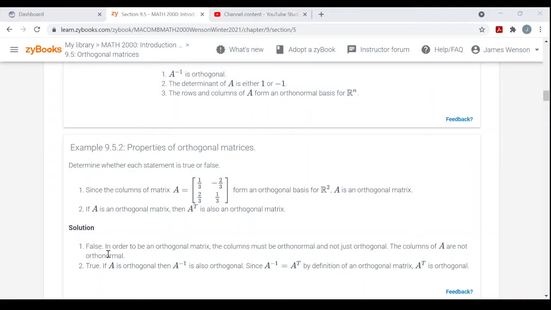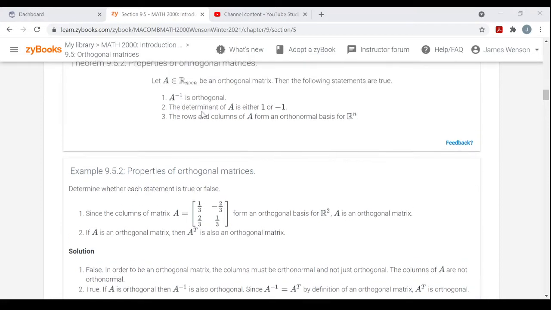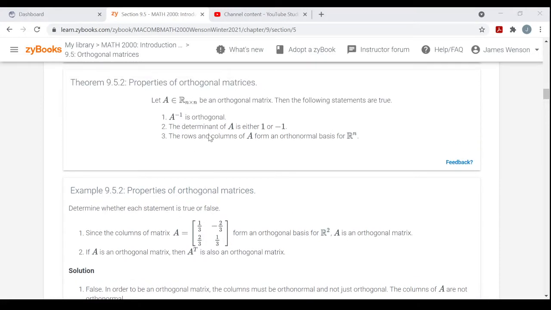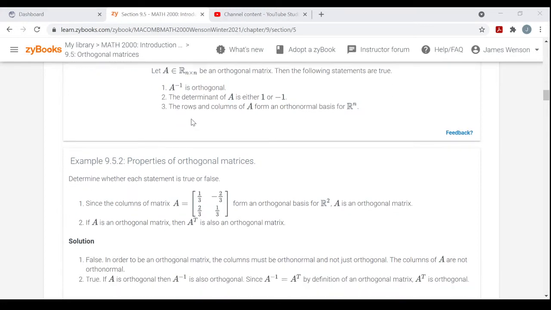And then number 2: if A is an orthogonal matrix, then A transpose is also orthogonal. That basically comes from this statement here, right? A transpose is A inverse, and we already said that that would be an orthogonal matrix as well.